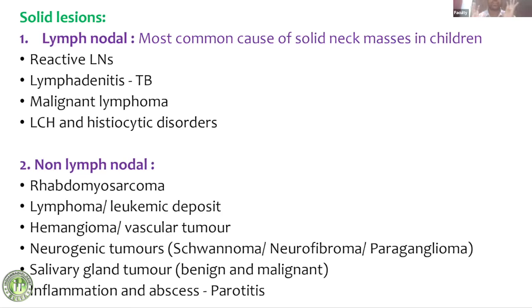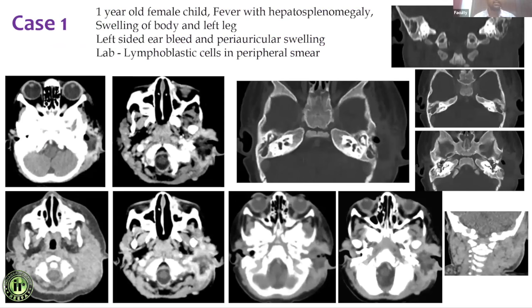You have to look for the chronicity of the disease onset and the clinical presentation, along with your imaging findings. So now we will go through multiple cases that I would like to highlight: how you approach the cases and how you make your diagnosis.